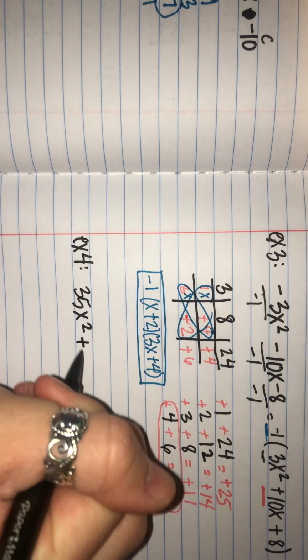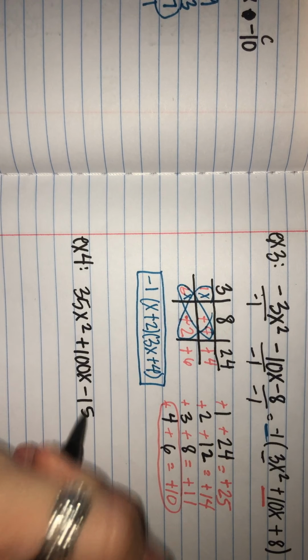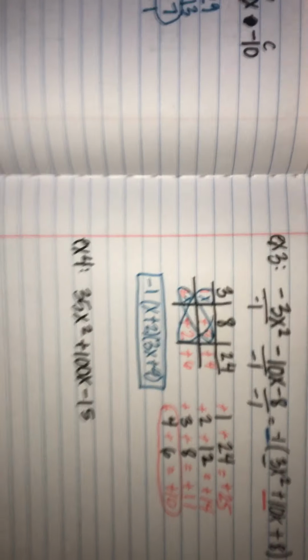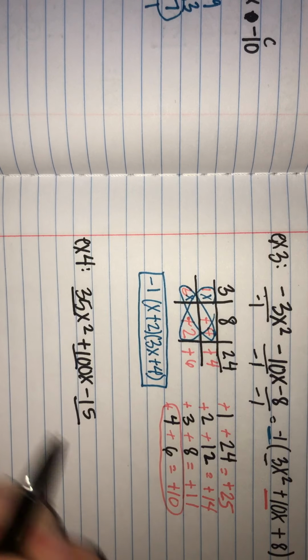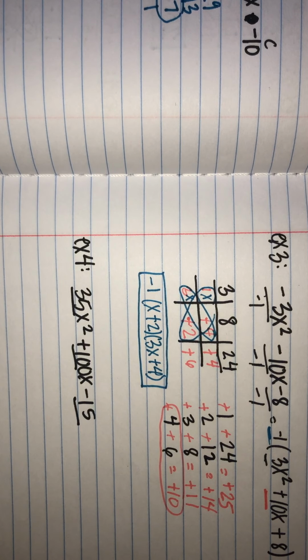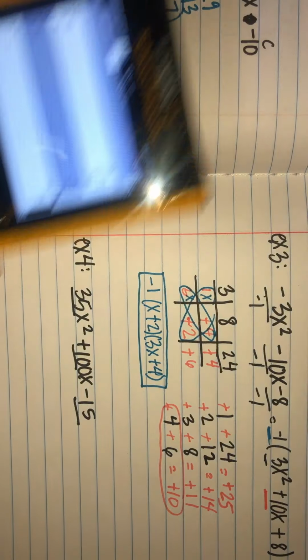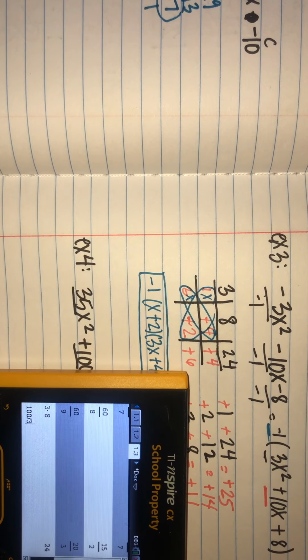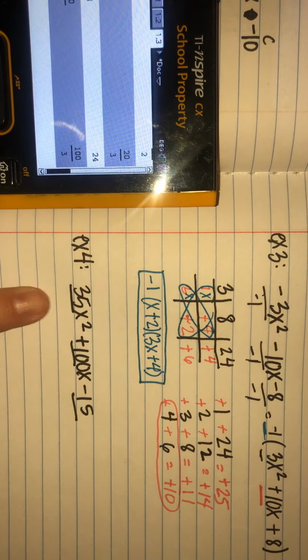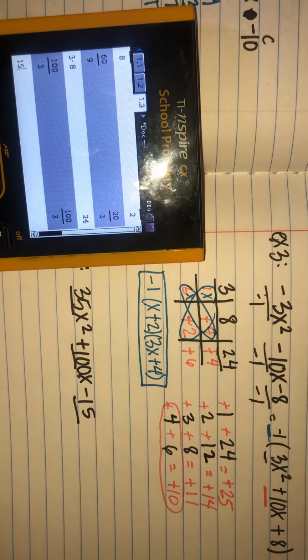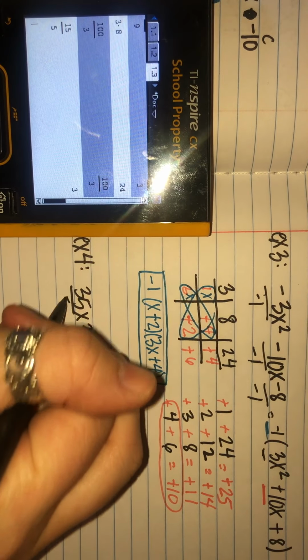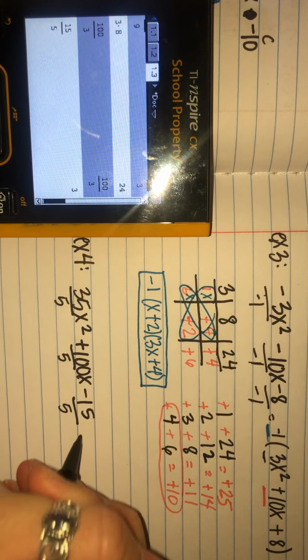35x squared plus 100x minus 15. Now, do you think I would give you a number that's that big? I hope not. Okay, so think about it. Is there a factor that divides into those 3 numbers? Like 3. Just 3, we know 3 divides into 15, right? But does it evenly divide into 100? No. So there must be another number. What number would divide into all 3 terms? 5. 5 divides into all 3 terms.